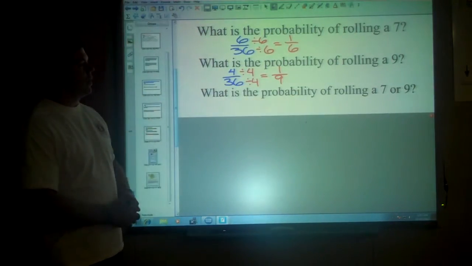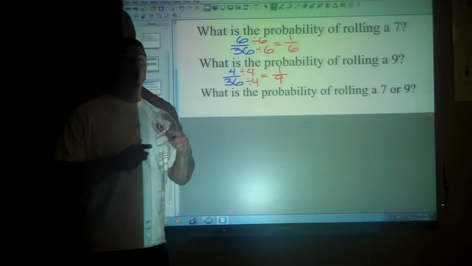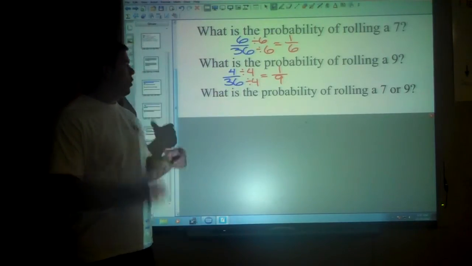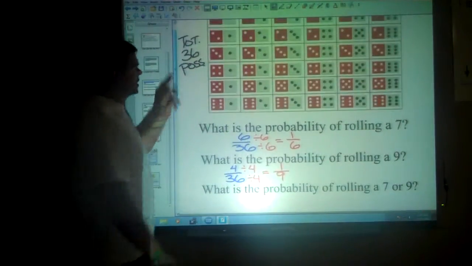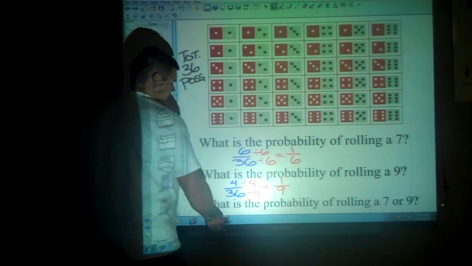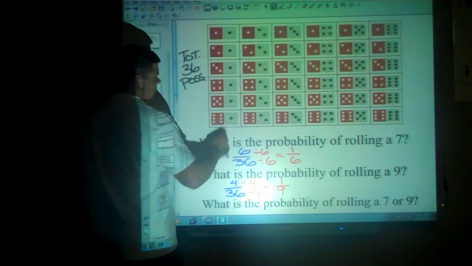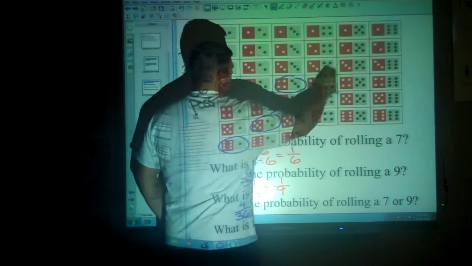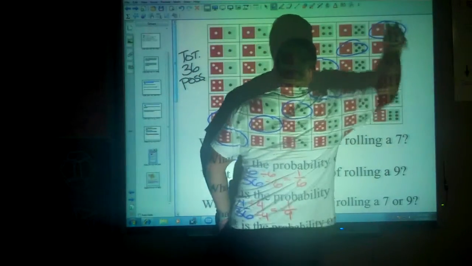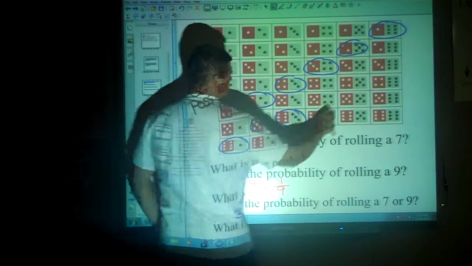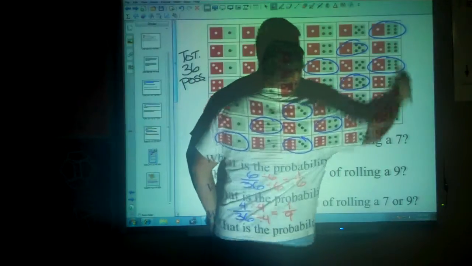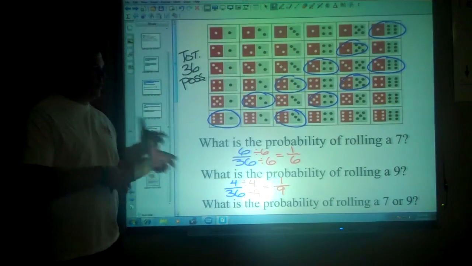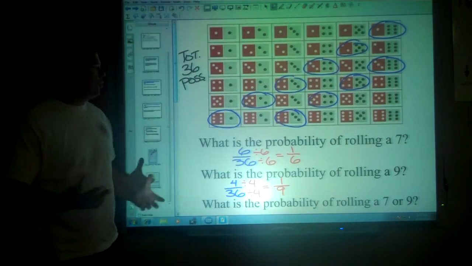Alright, the probability of rolling a 7 or a 9. A 7 or a 9, which means they're both going to satisfy. Well, that's six 7s and four 9s. Those are all one or the other. I'd be happy with either one.